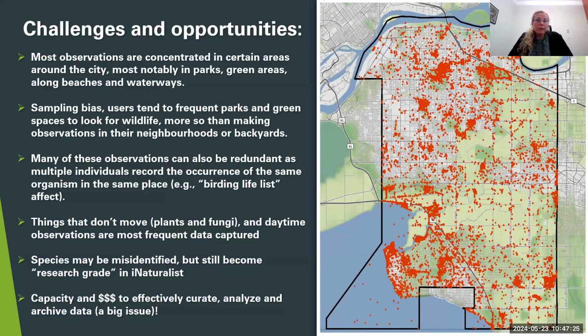We have to deal with the redundancy in the data. So as an example, a group of people may go out to a local park and they all see the same cool organism and they all take pictures of it and all upload it to iNaturalist. So iNaturalist as a tool has its limitations. It's very good for talking about species richness because you do get a really good idea as to the diversity of species that are located within a particular area.